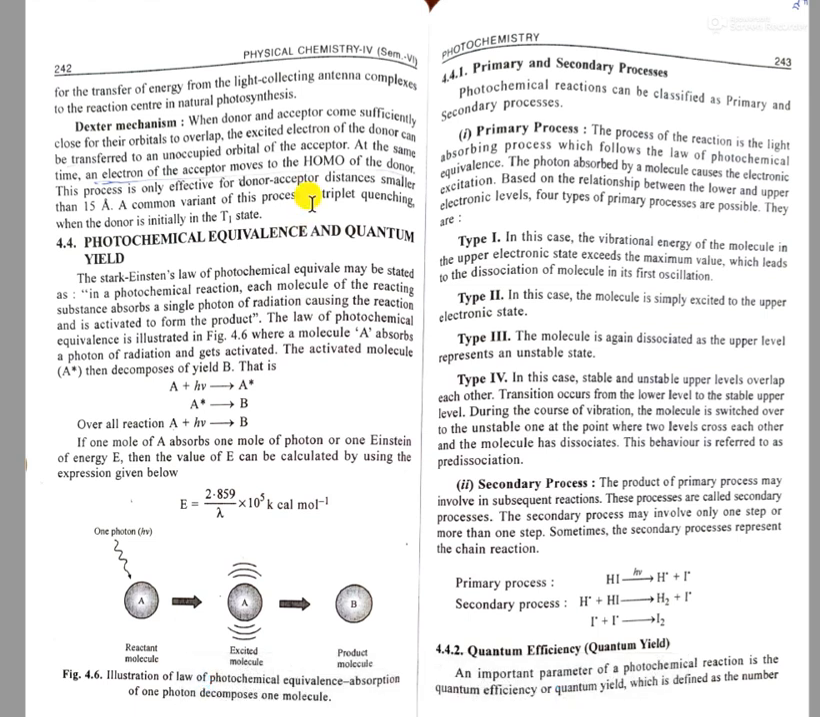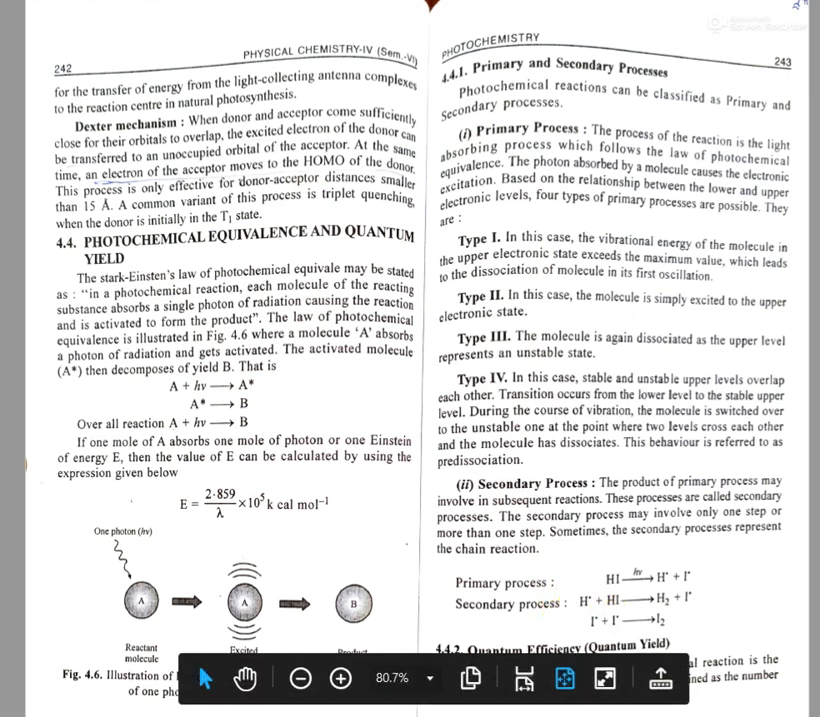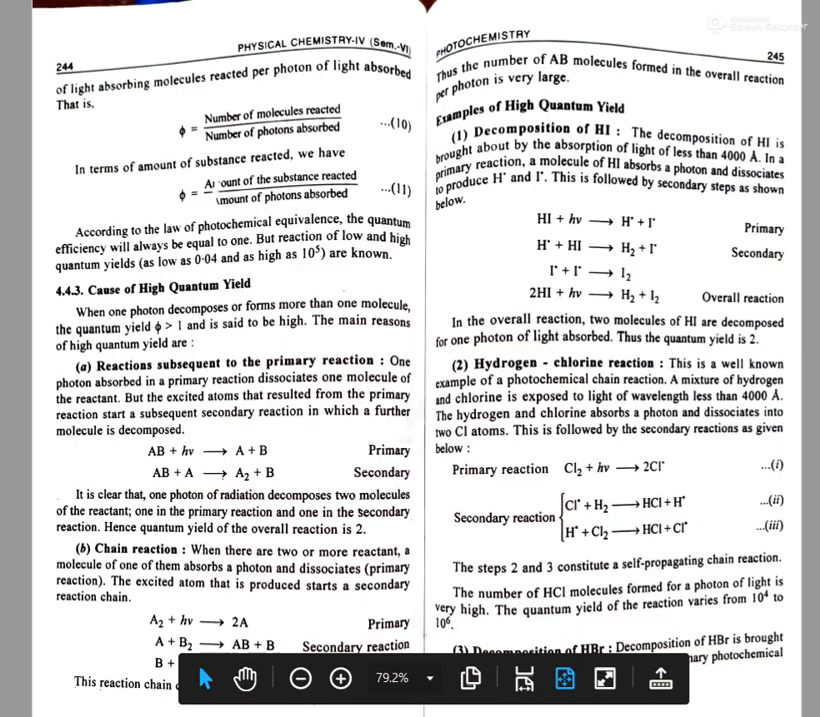Again, we learned about the photochemical yield and different types of processes, that is the primary processes and secondary processes, and we also learned about quantum efficiency. So quantum efficiency phi is equal to the number of molecules reacted divided by the number of photons absorbed, or else another formula is the amount of the substance reacted divided by the amount of photons absorbed.